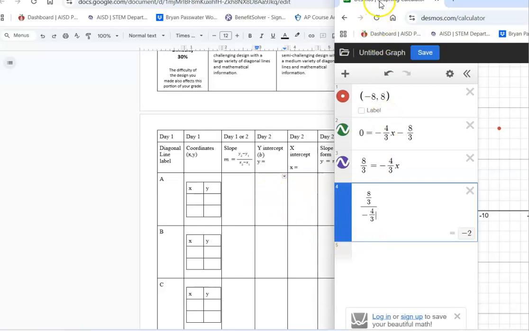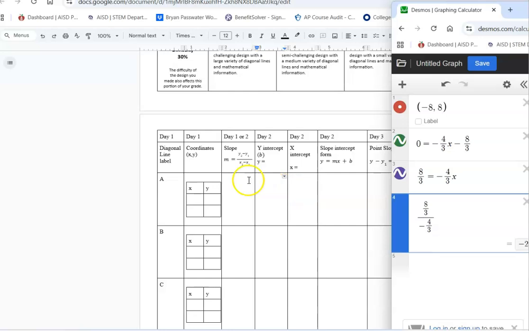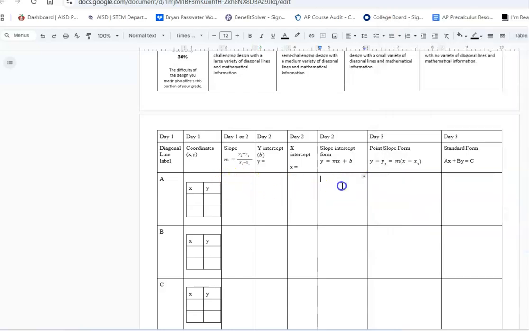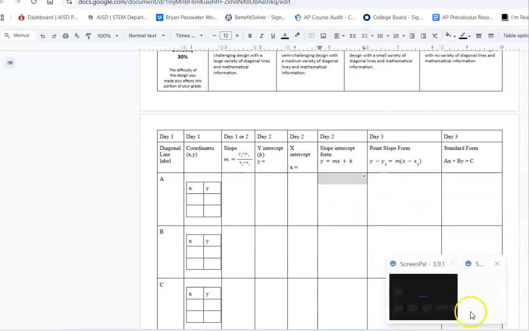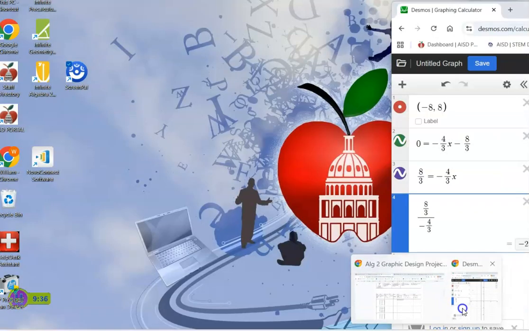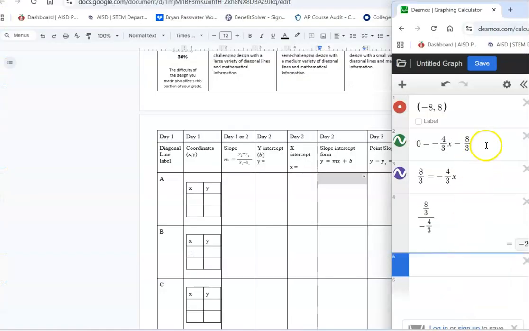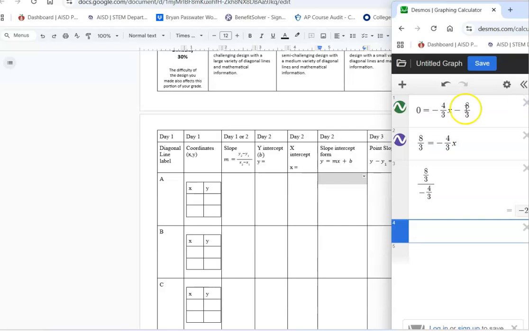Now, notice I already got slope-intercept form. Now that I have the y-intercept, I have slope-intercept form, because I got the slope and the y-intercept. So for that, I'd write y equals -4/3 x minus 8/3.